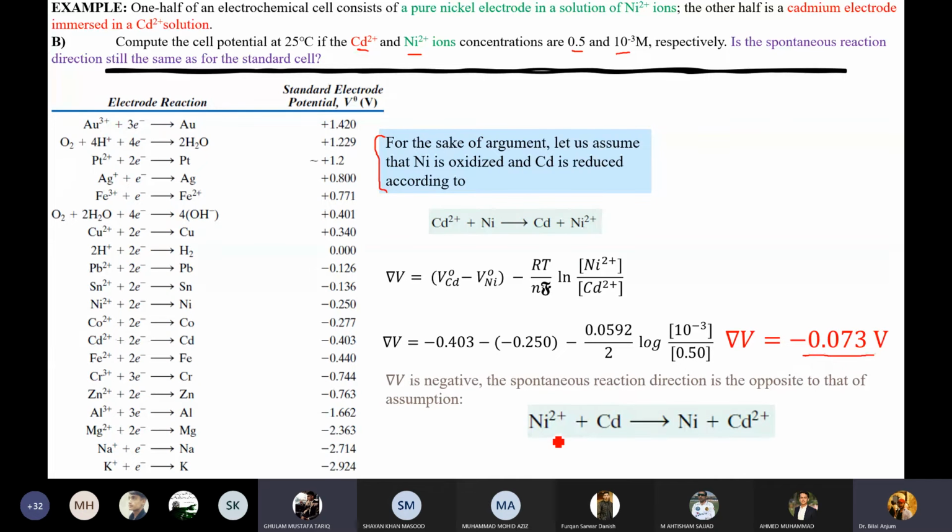the opposite reaction that would be taking place. Nickel ion would be converting into nickel, and cadmium would be oxidizing. So nickel is getting reduced, yes sir, and cadmium is getting oxidized. My initial assumption stands incorrect. Clear? Yes, sir. Okay. Now tell me one thing.